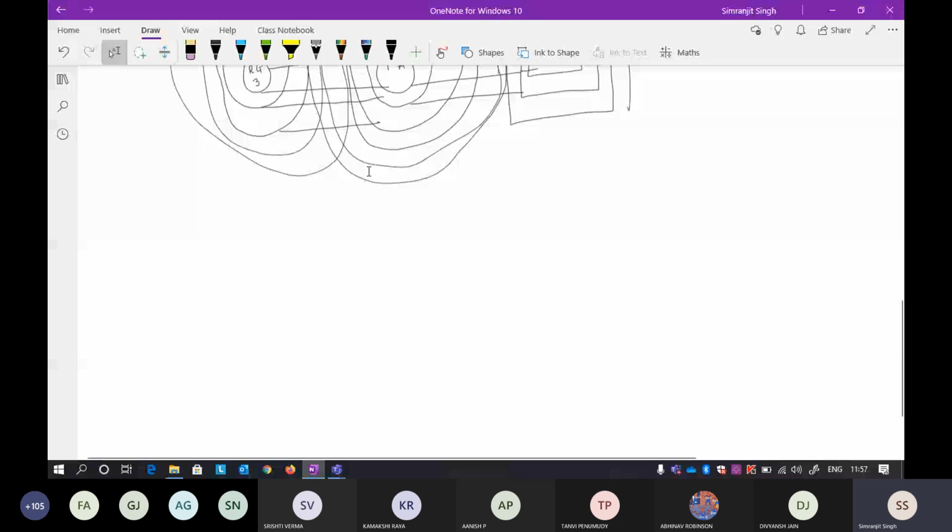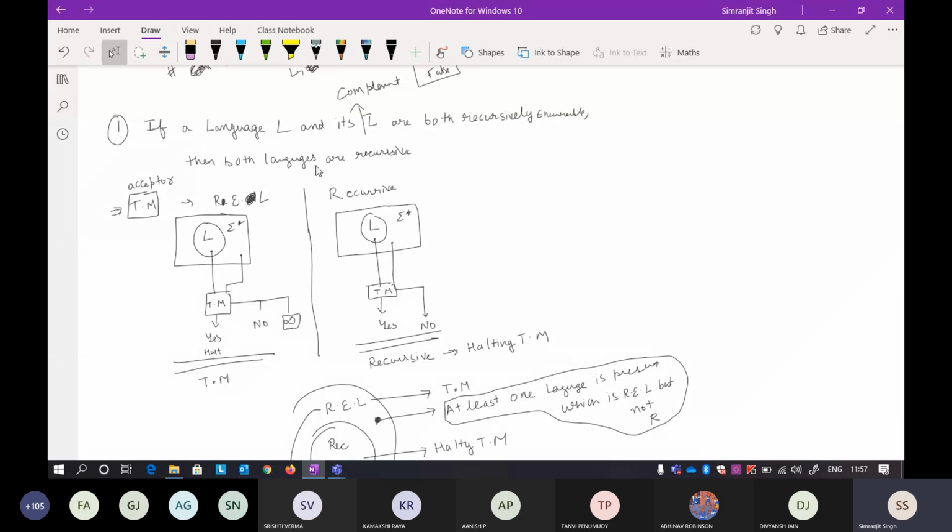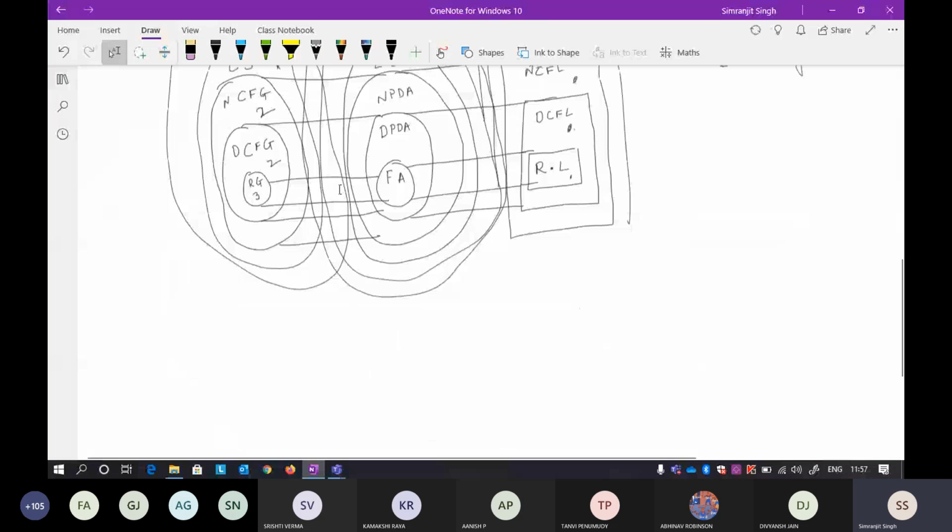So the question says that if a language L and its complement, L dash, are both recursively enumerable, then both languages are recursive. This is a very important theorem. Okay, so you will not understand it yet. Just let me explain to you what the meaning of this is. Let me take the statement.